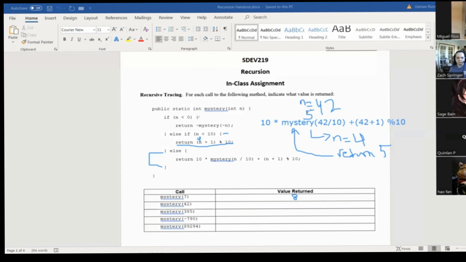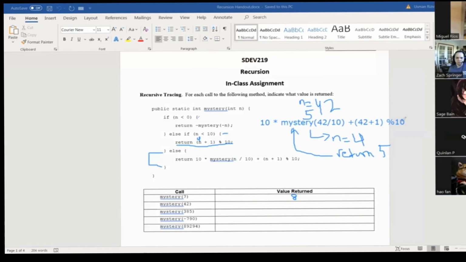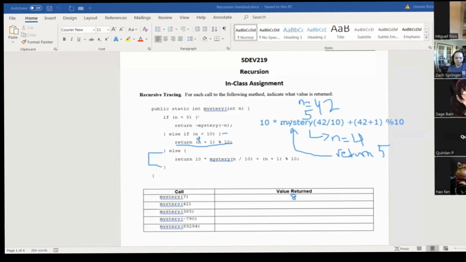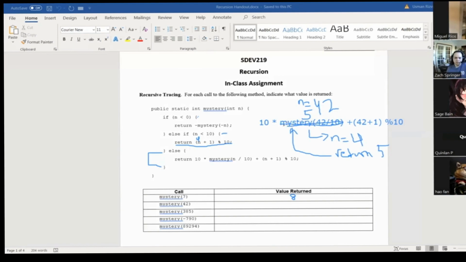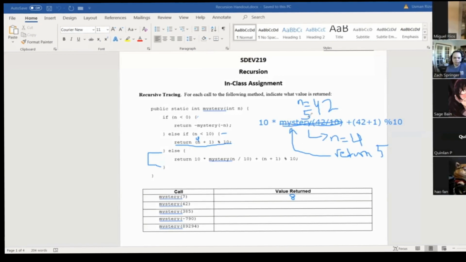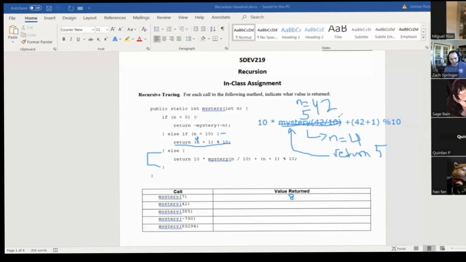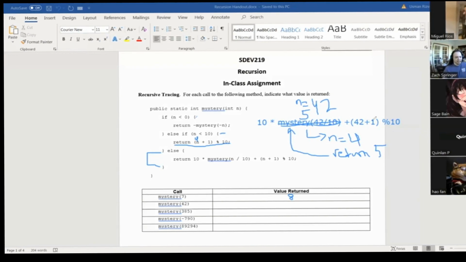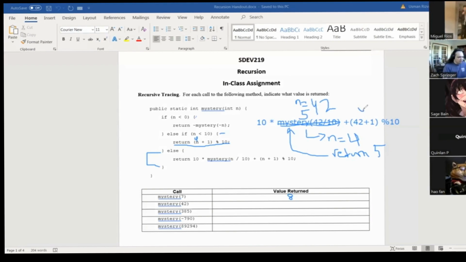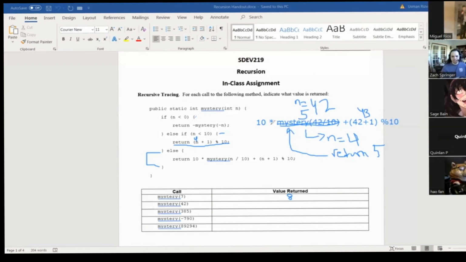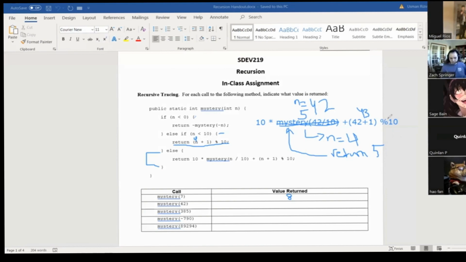So now we have 10 times 5. What would we do first out of this? The mystery is gone, we solved what that is. That equals 5, and 5 gets plugged in here. Order of operations tells you what to do first. Parentheses first: we have 42 plus 1, which is 43. Then you have 10 times 5 plus 43 mod 10.